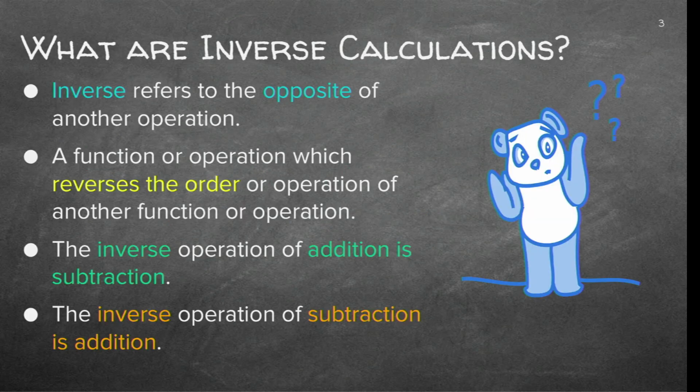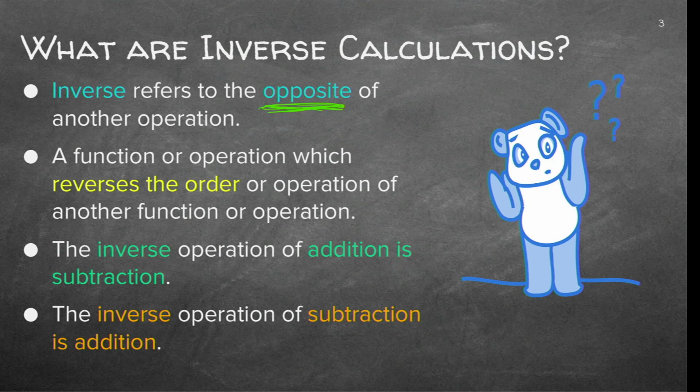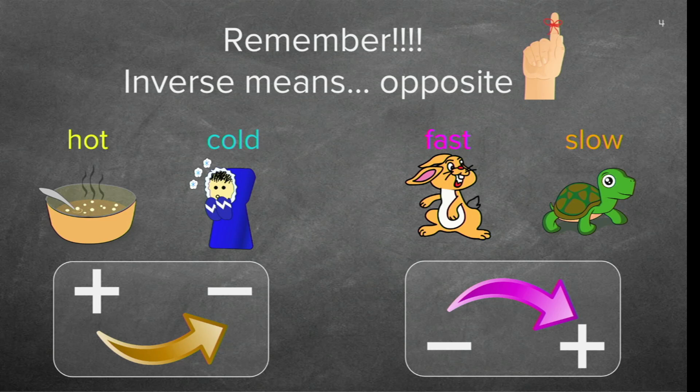So let me explain to you what it is. What are inverse calculations? Inverse refers to the opposite. It's very, very important to remember it's the opposite. So basically what we're going to do is reverse the calculation by using the opposite of addition, which will be subtraction. Here we see that the inverse operation of addition is subtraction, and the inverse operation of subtraction is addition.